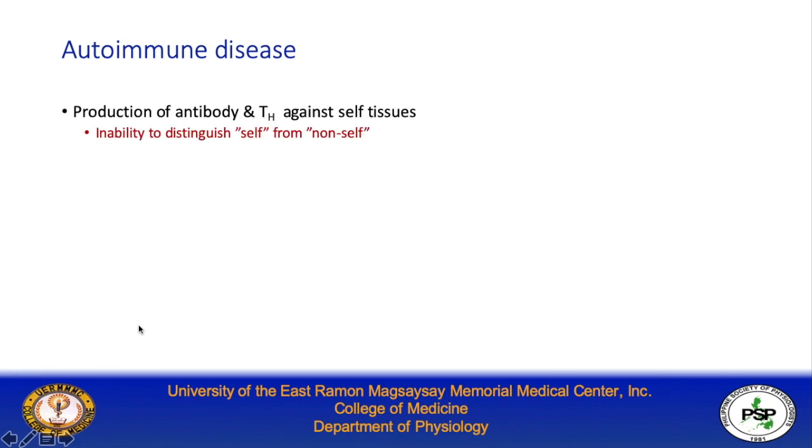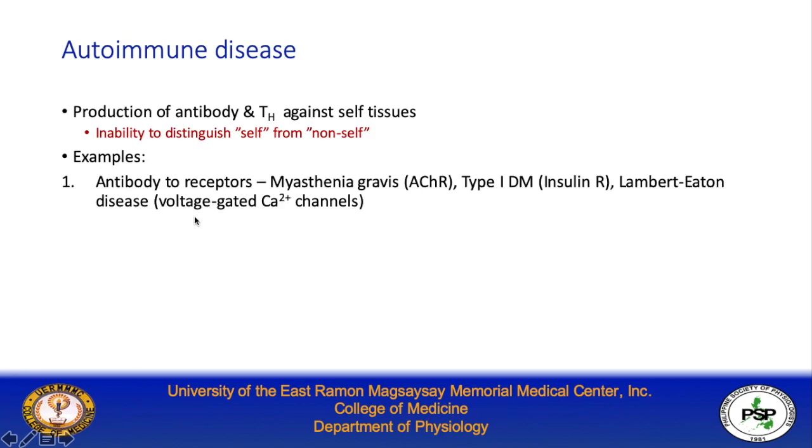Now, for autoimmune diseases, what happens here is that there is production of an immune response against our own tissues. There is an inability to distinguish self from non-self. Most likely there's a problem in the education during the development of the T cells and B cells. Examples, there could be antibody to receptors: myasthenia gravis, Lambert-Eaton disease, and type 1, wherein you have autoantibodies to receptors.